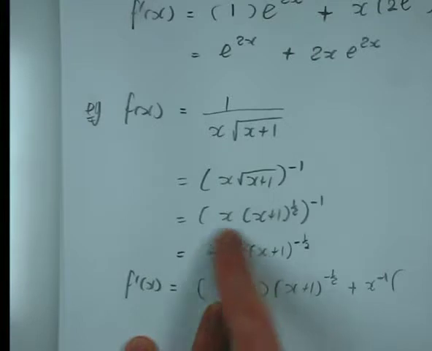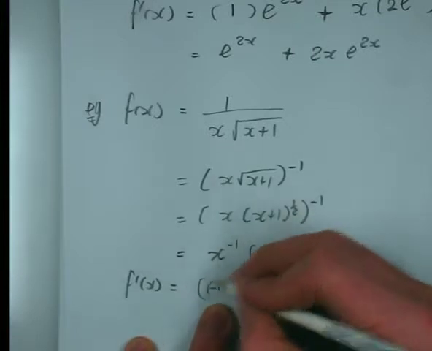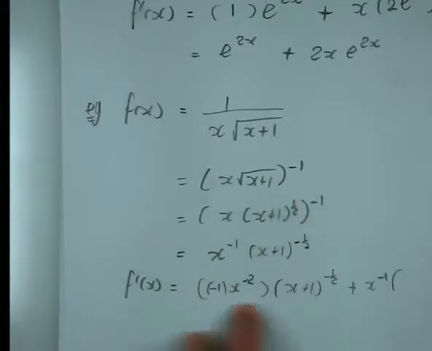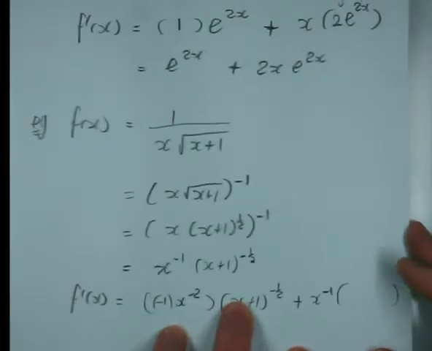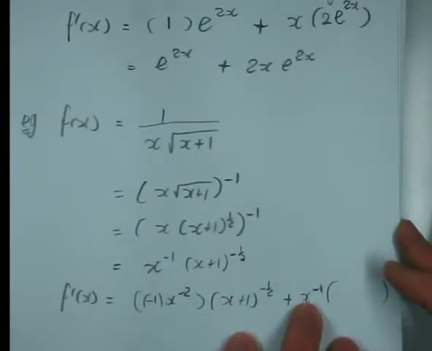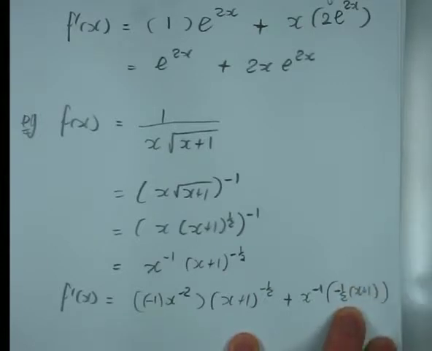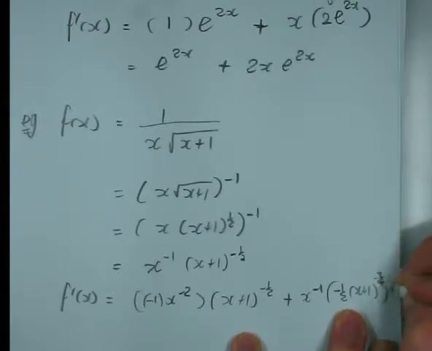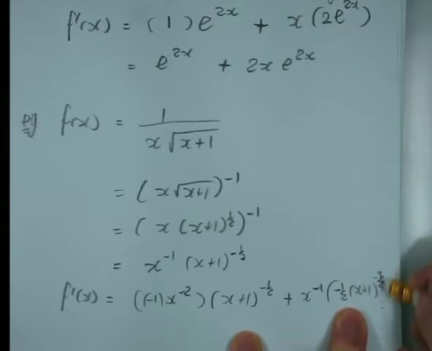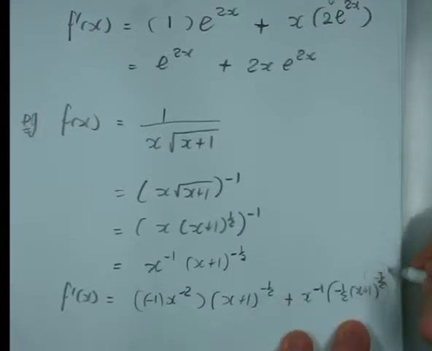Okay, so differentiate the x to the minus 1, so minus 1 x to the minus 2, and keep the x plus 1 to the minus half, keep the x to the minus 1 and differentiate the minus a half, so that will be minus a half x plus 1. Now just a second, minus a half minus another 1 will be minus 1.5, so minus 3 on 2. And then because it's not just an x, I would have to multiply by the derivative of that, which is 1.